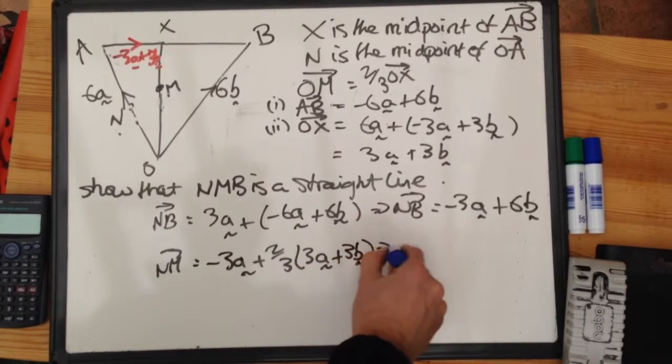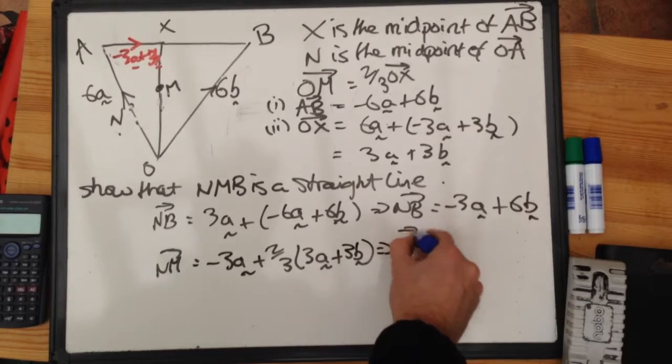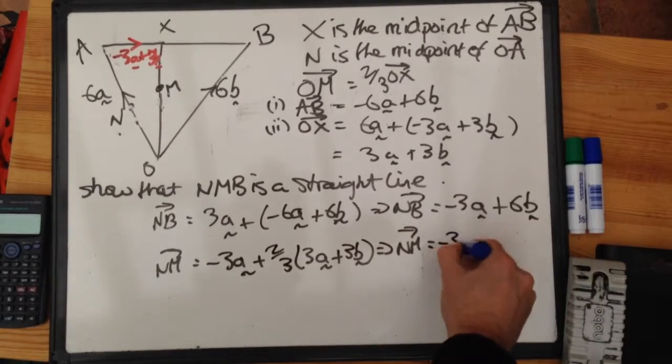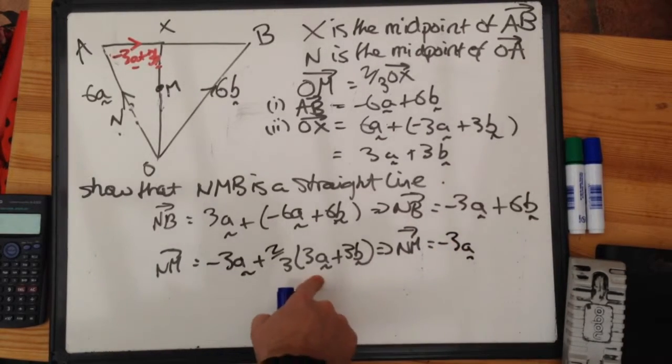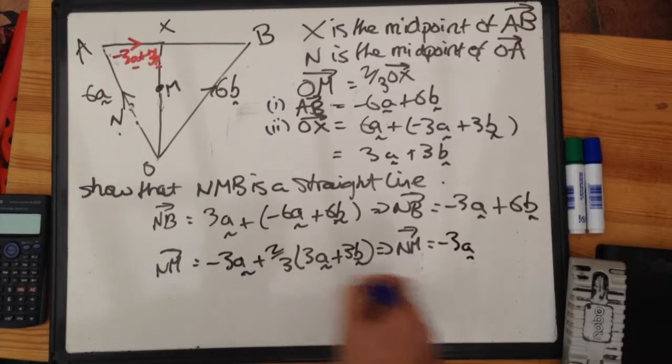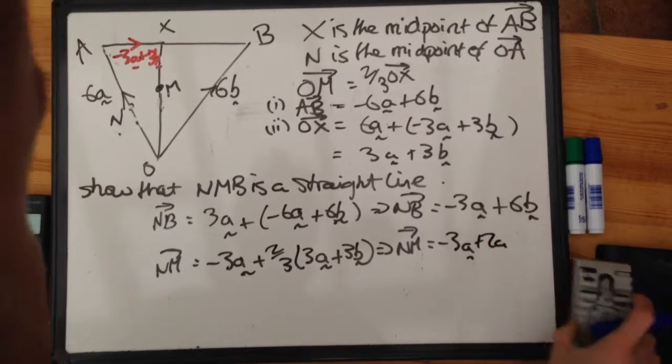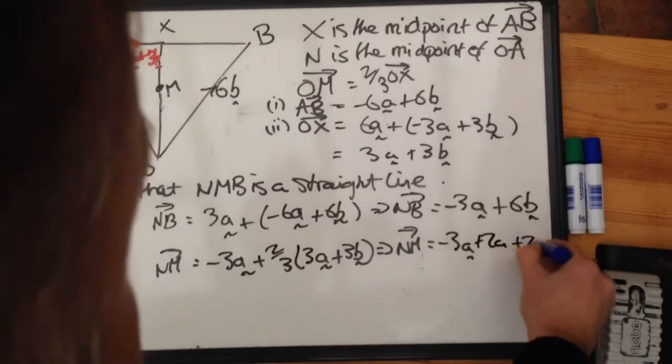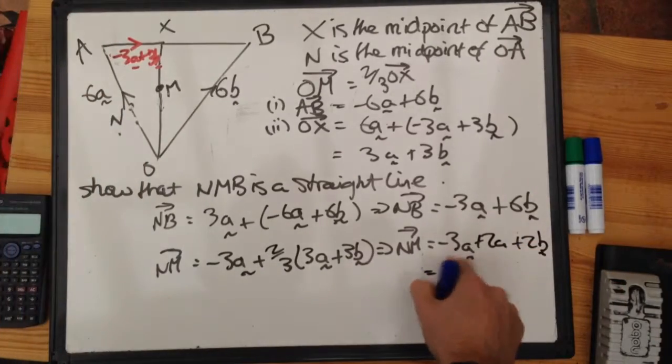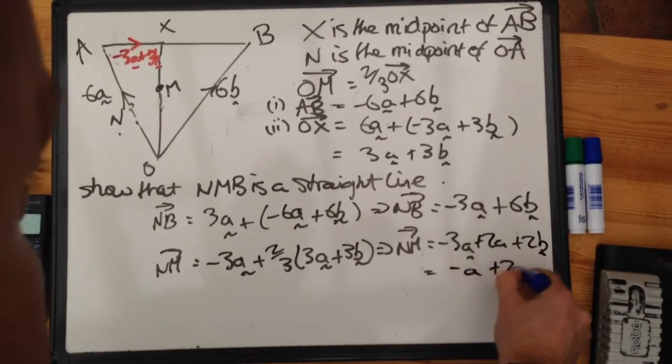Now the simplification's a little bit more tricky, but not impossible. So N to M is going to be minus 3a, plus 2/3 of 3a, well a third is a, times by 2, 2a. 2/3 of 3b similarly is 2b. And if I simplify that, I get minus a plus 2b.